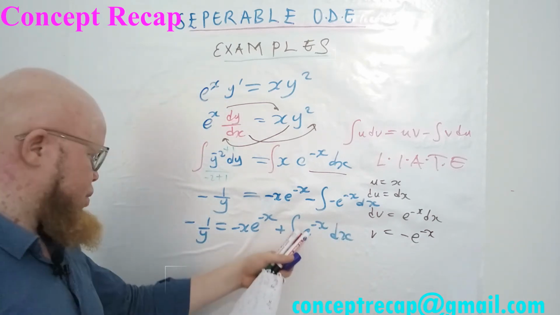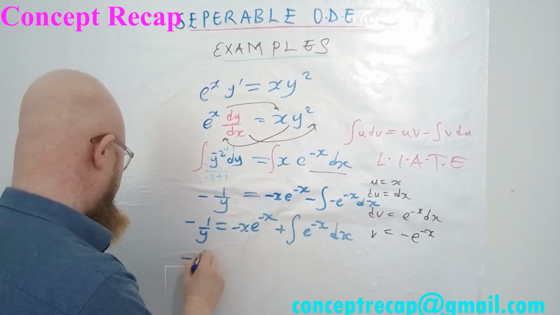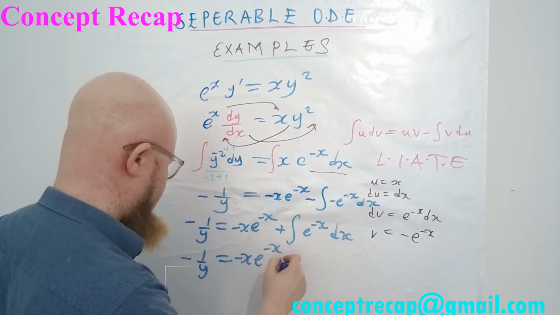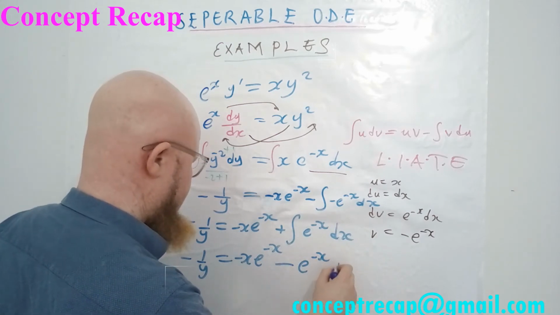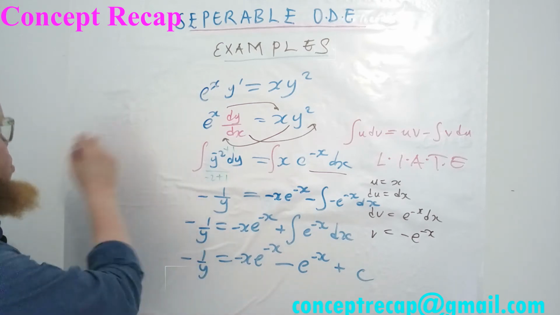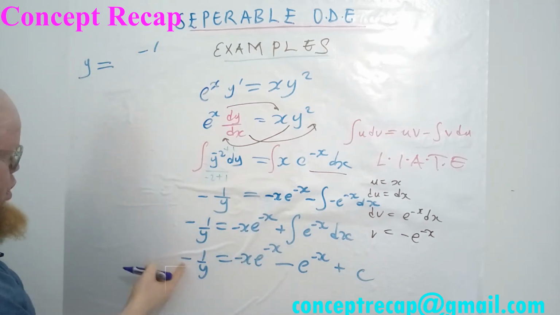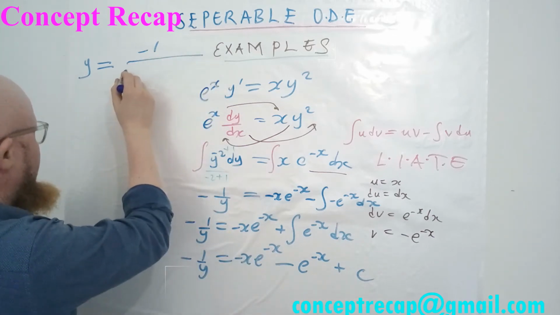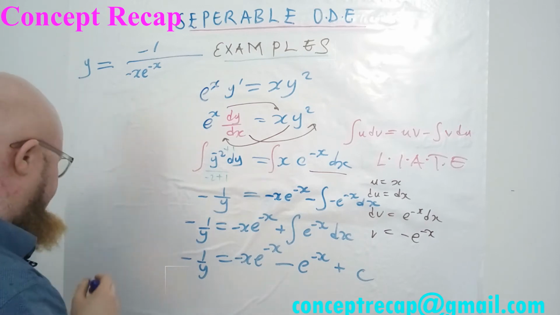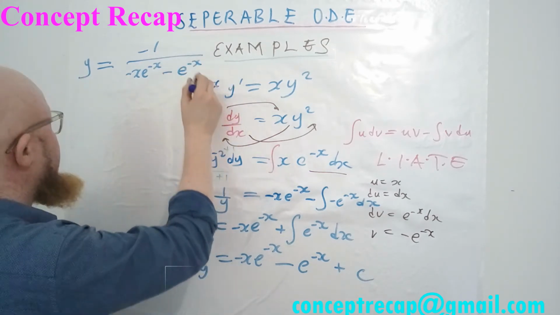Now the last, now you can integrate this, so it will be minus. So minus and minus, it will be positive. So this becomes minus e to the minus x and your constant, like that. So now your answer is, you can take the reciprocal to find what is y. So your answer should be y is equal to minus 1 over minus x e to the minus x, minus e to the minus x plus c.